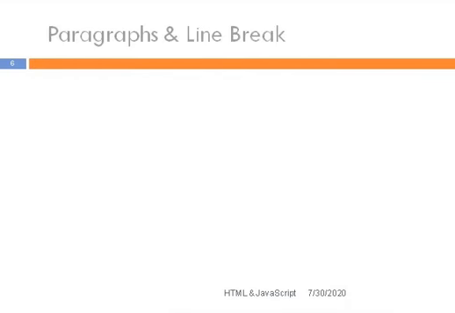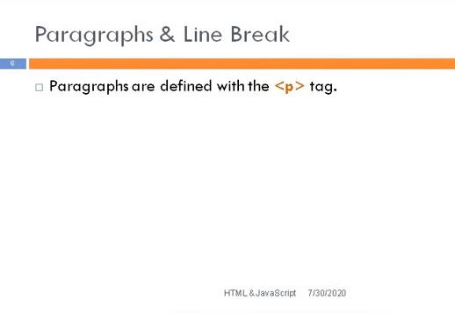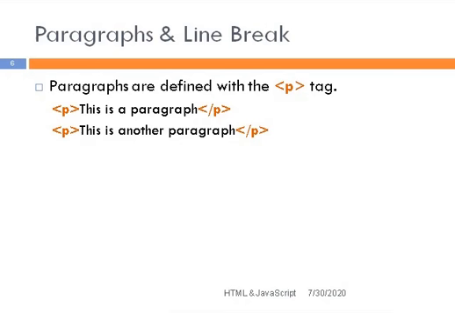Now we will see how paragraphs and line breaks can be used in HTML. Paragraphs are defined with the p tag, p surrounded by angle brackets. So this is the opening p tag. This is one of the examples. We have written p surrounded by angle brackets, this is a paragraph, and slash p surrounded by angle brackets will close the paragraph. Now this is another paragraph with the opening tag of paragraph and the closing tag of paragraph.